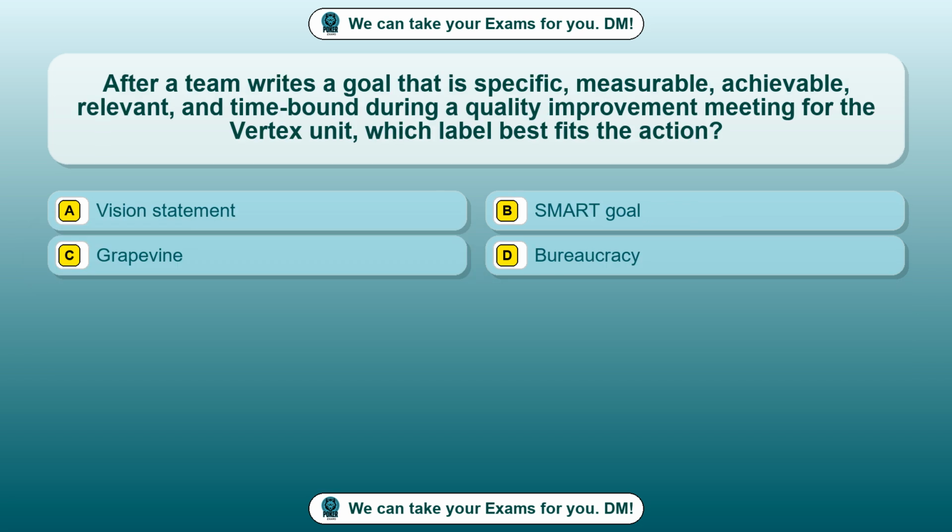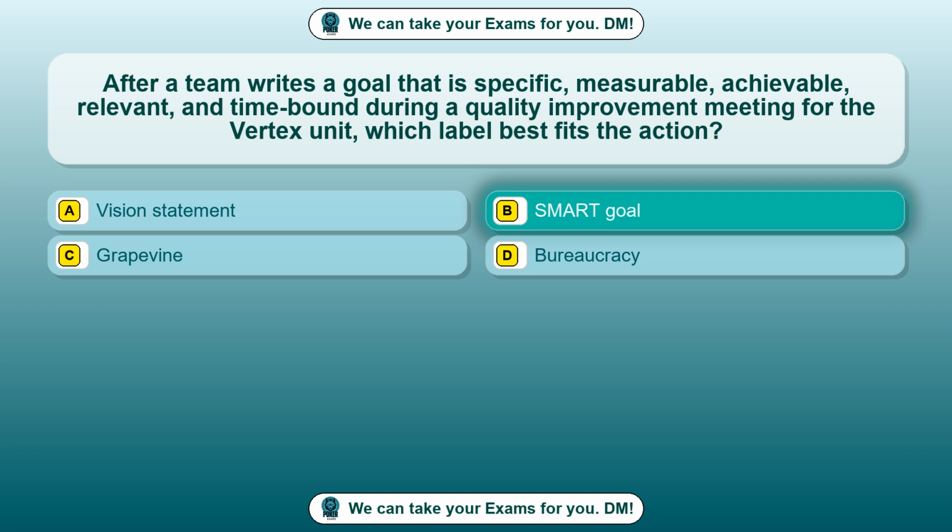Question 63. After a team writes a goal that is specific, measurable, achievable, relevant, and time-bound during a quality improvement meeting for the Vertex unit, which label best fits the action? Option A, vision statement. Option B, SMART goal. Option C, grapevine. Option D, bureaucracy. The correct answer is option B, SMART goal.